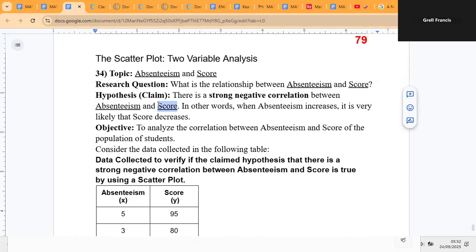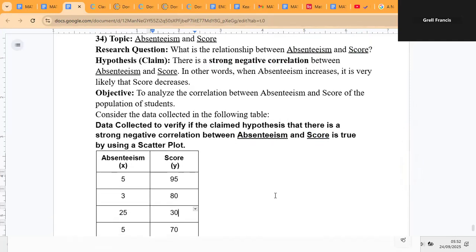All right. So this has to be tested. So data has to be collected. Data was collected to verify if the claimed hypothesis that there is a strong negative correlation between absenteeism and score is true by using a scatter plot. Okay, now the data was collected and it was presented in the form of this table. But using this table to test that hypothesis, it is very difficult to determine whether or not there's a strong negative correlation with confidence. So we have to present the data again using a scatter plot.